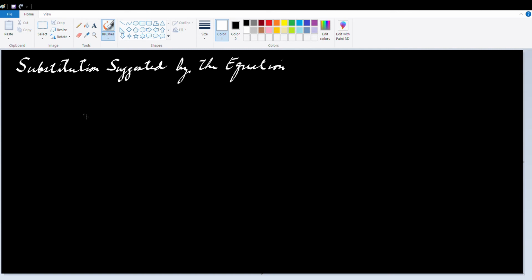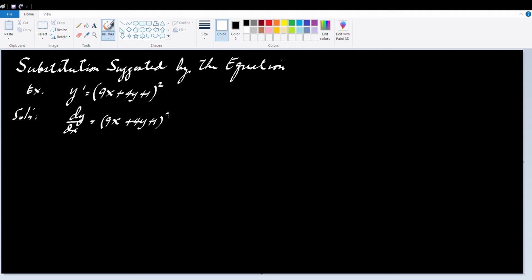There are some equations that can be solved by substitution, and the substitution to be used is suggested by the equation itself. As an example, supposing that we are given the differential equation y prime is equal to (9x + 4y + 1) squared. We first write the equation as dy/dx equal to the quantity (9x + 4y + 1) squared.